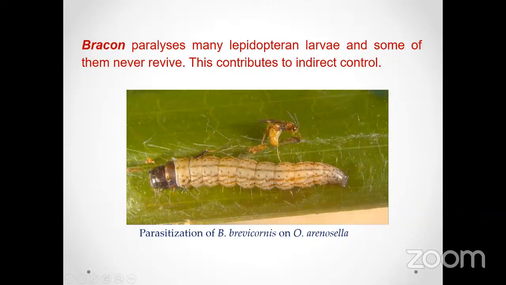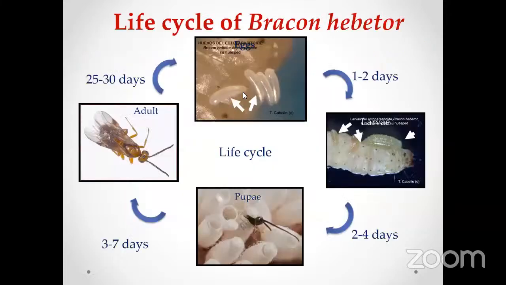So here you can see the life cycle of Bracon hebetor. As I told you, they lay pale-colored, spindle-shaped eggs, either in groups or singly. The fresh larva of this Bracon, when it hatches out, will be pale pink, baby pink in color, but when it matures, it will be creamish yellow. After 2 to 4 days of larval period, it enters into the pupa by forming silken cocoons. The pupal period will be a week, and after 7 days the adults will hatch out from the pupae.